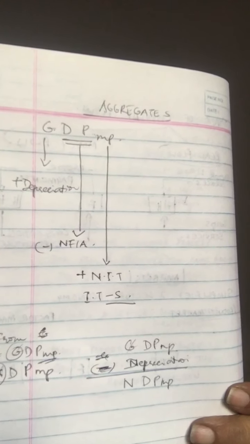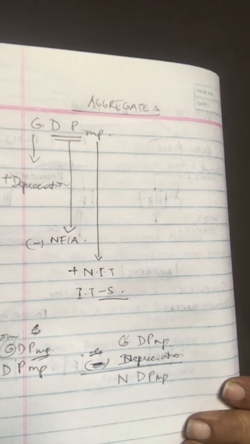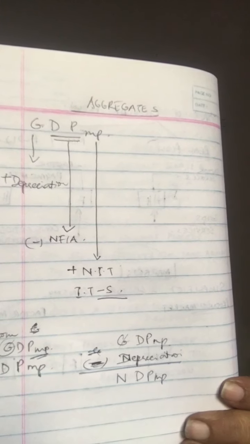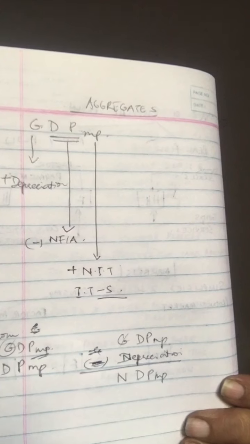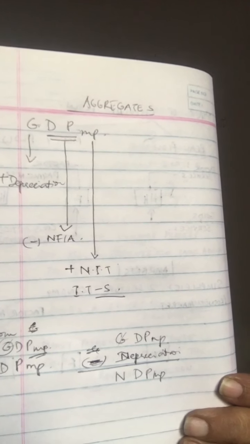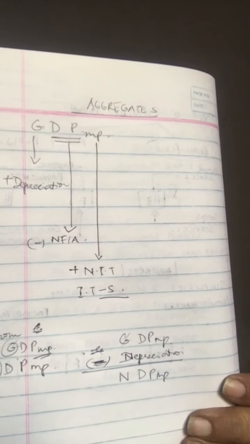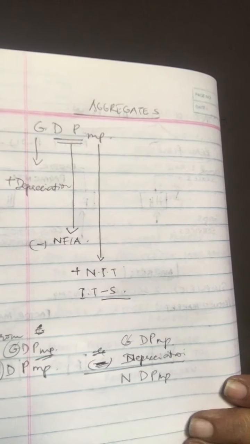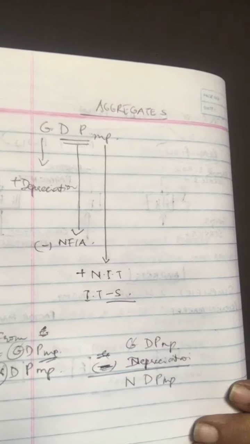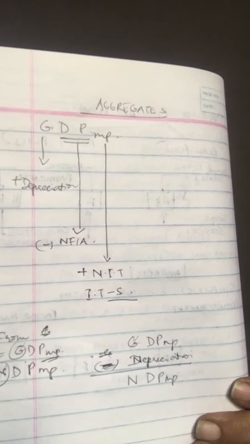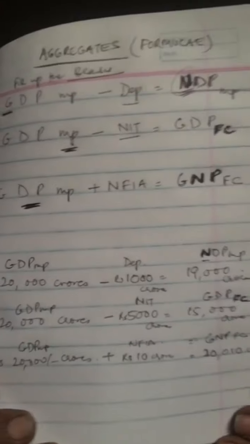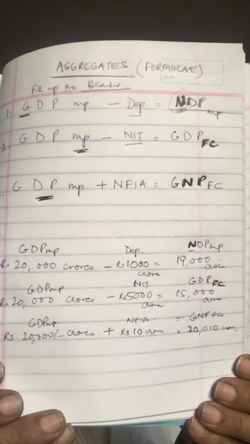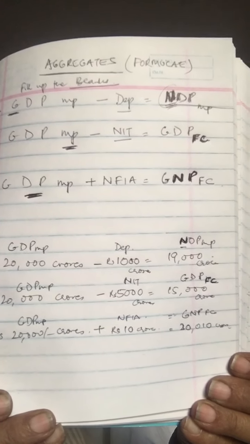Now again, another assumption. We've assumed GDP MP to be 20,000 crores, and let us assume that net factor income from abroad is 10 crores, and we want to find out GNP FC. So what will you do? You will add that to GDP MP, and what will you get? The GNP FC as 20,010 crores. So I want you to go through what I spoke right now.